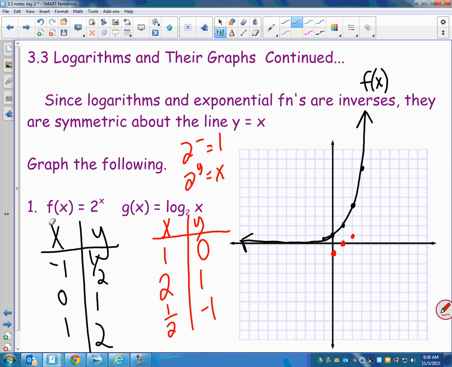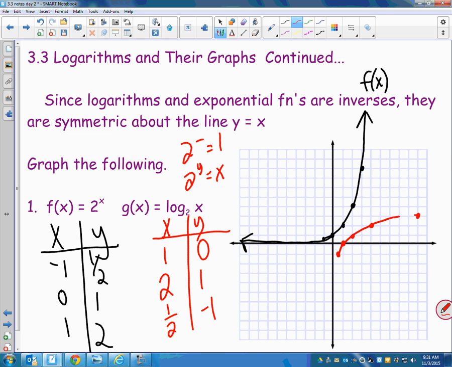Did I do that right? That's not right. 1/2, -1. Sorry. We could pick the other points, right? To get 4, the exponent would have to be 2. If I plugged in 8 for x, the exponent would be 3. We're just switching all those points.